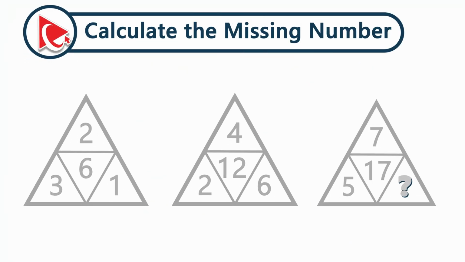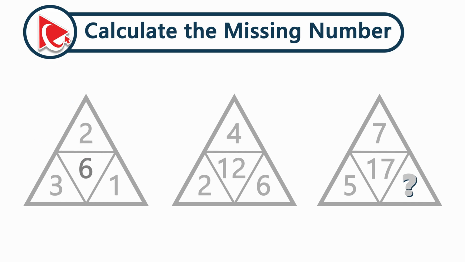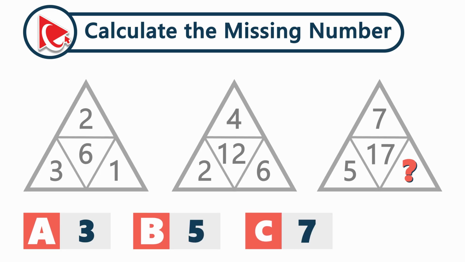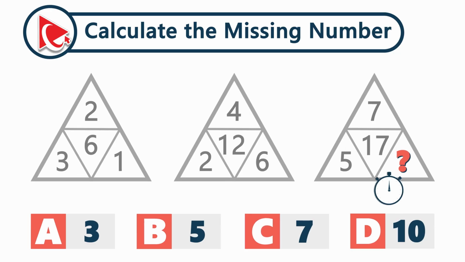Consider three triangles. The first triangle has the number 6 in the middle, and then numbers 3, 2, and 1 on the outside. The second triangle has the number 12 in the middle, and then numbers 2, 4, and 6 on the outside. The third triangle has the number 17 in the middle, and then numbers 5, 7 on the outside. In the bottom right corner, there's a missing number, which you need to calculate and select your answer out of 4 possible choices: A, 3; B, 5; C, 7; or D, 10. Can you try to solve it on your own and choose the right answer?